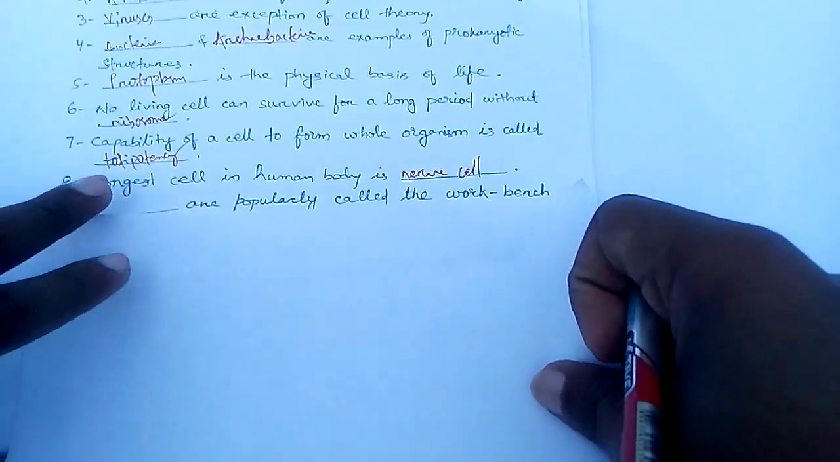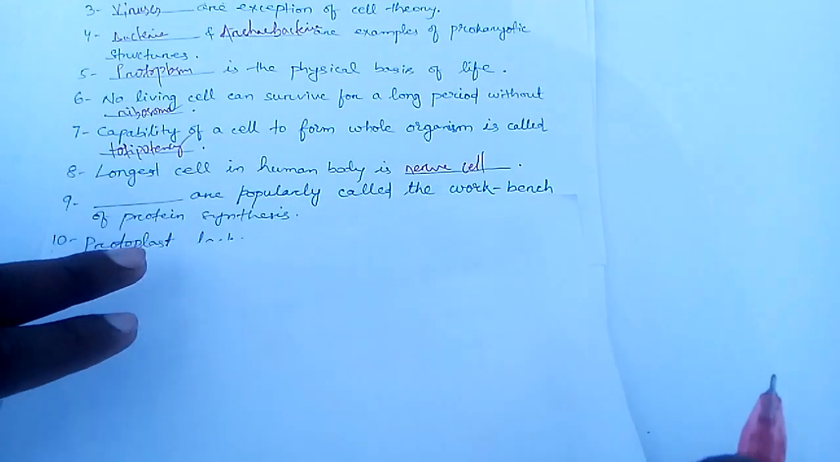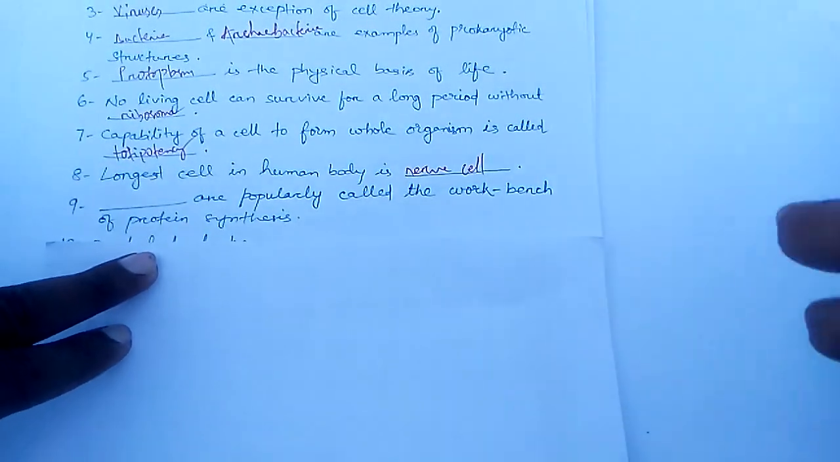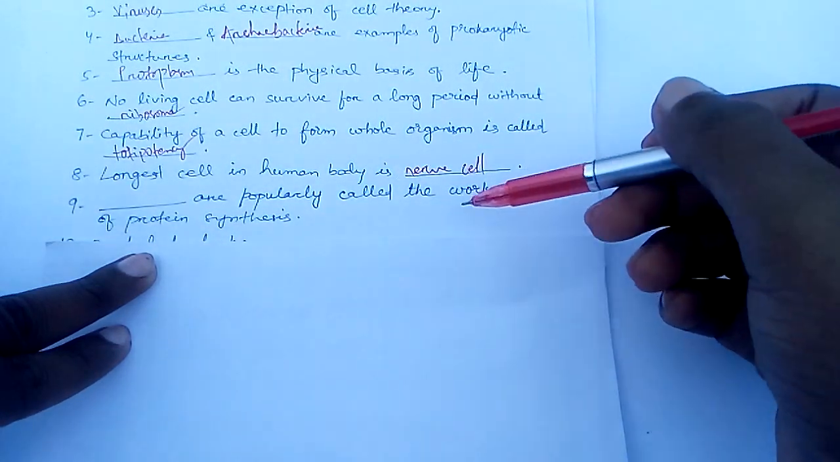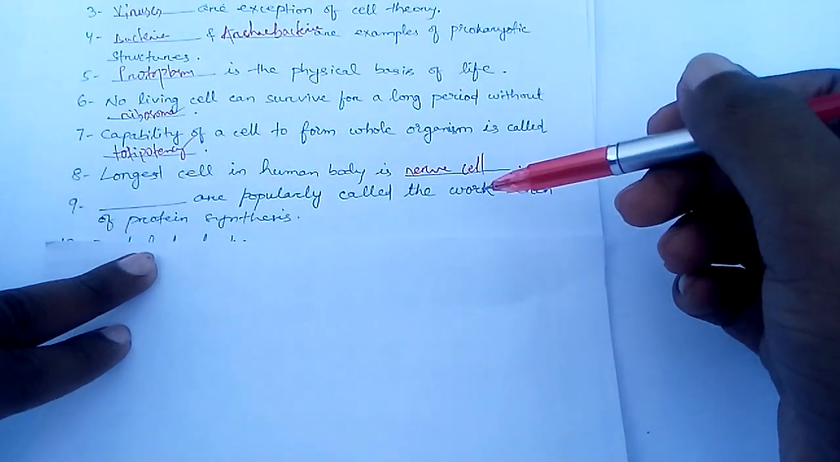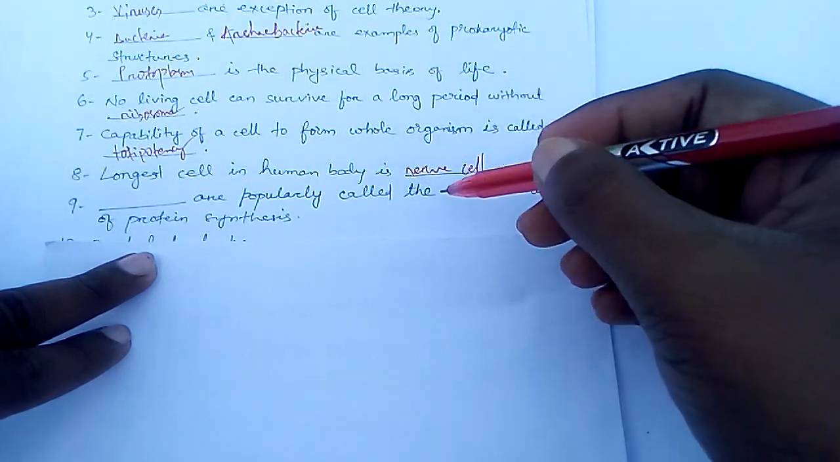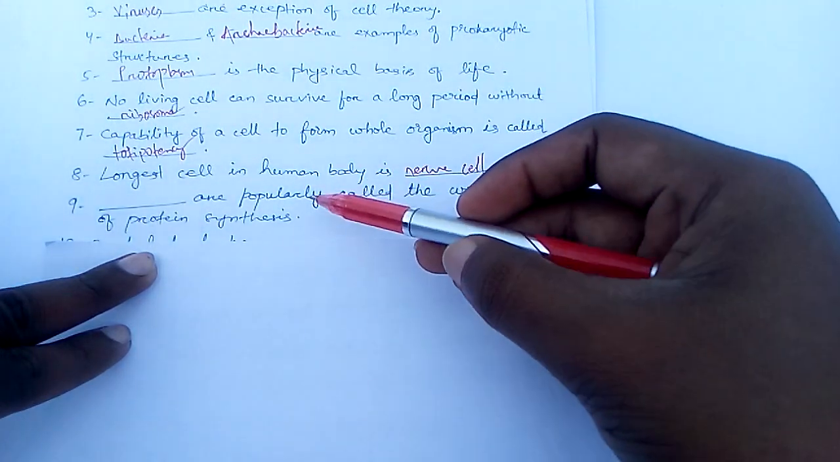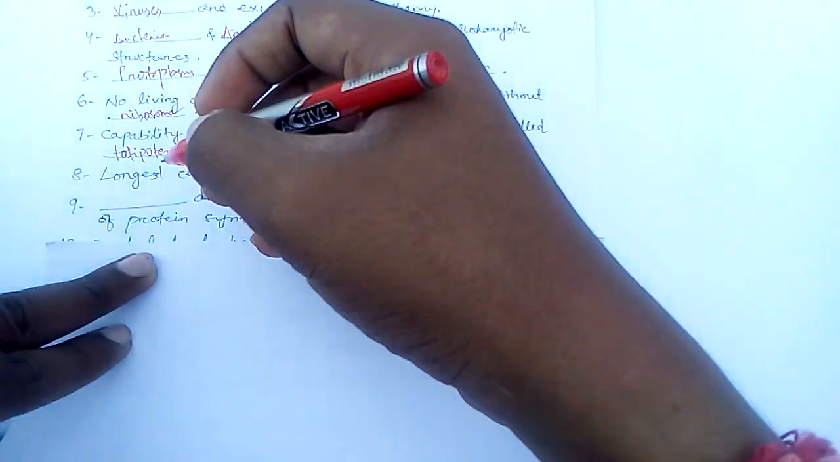Then question number 9. Dash are popularly called the workbench of protein synthesis. In this question it is asking who are popularly called the workbench of protein synthesis. Workbench means which cell organelle is primarily, actively and most importantly involved in the formation of protein, that is, the translation process. So here the correct answer is ribosome.